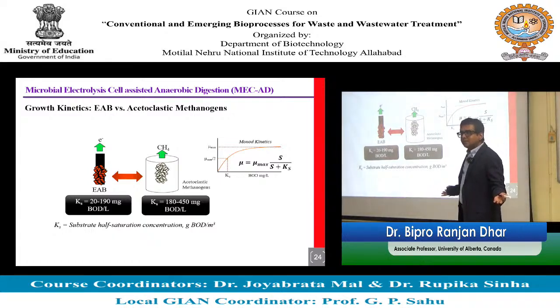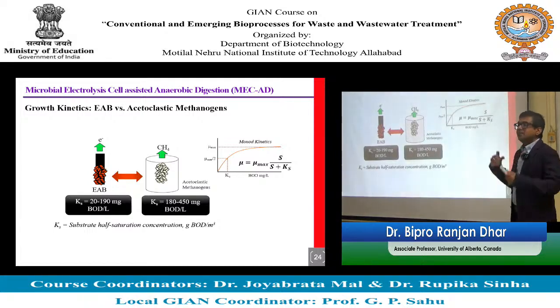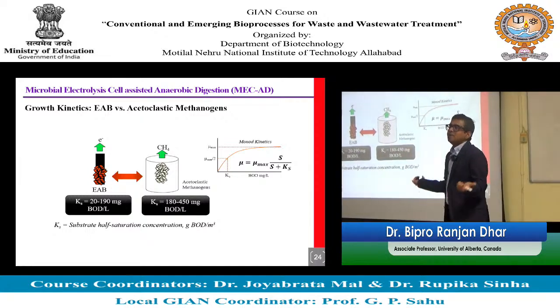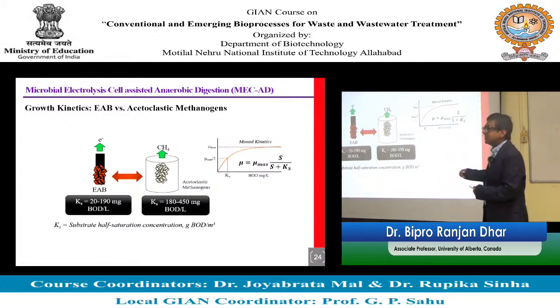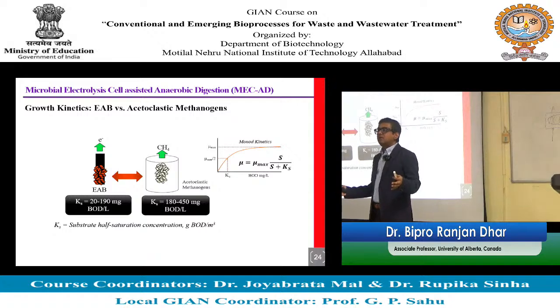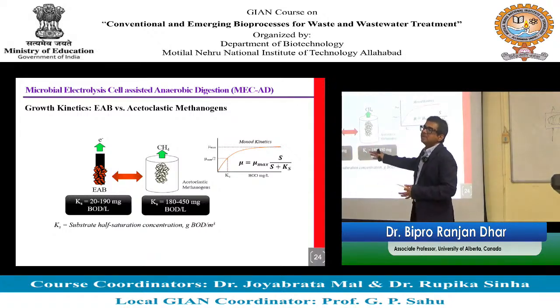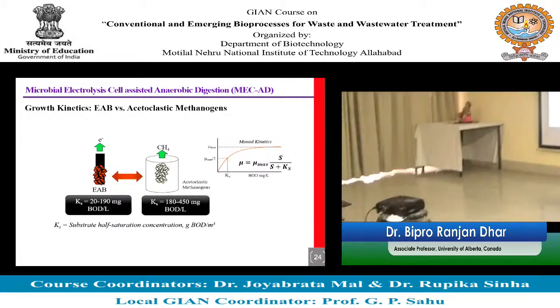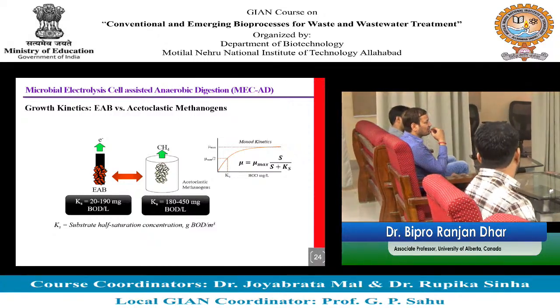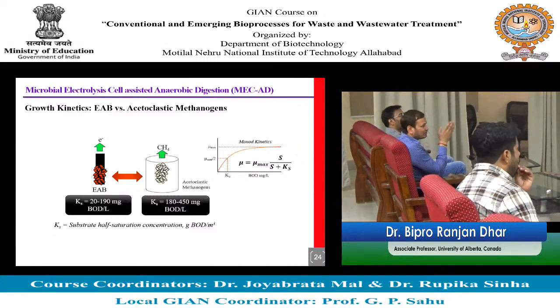Low Ks value, right? If something has a low Ks value, it is kinetically more efficient. That means, let's say you can run faster, so you can beat me, you can outcompete me. The same thing happens when you have EAB growing on your electrode surface: they can outcompete acetoclastic methanogen for substrate. So EAB is nothing but ETB, electrotrophic bacteria, right? EAB, electroactive bacteria, whatever we have studied.